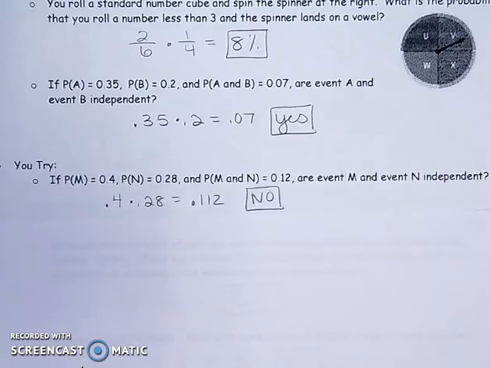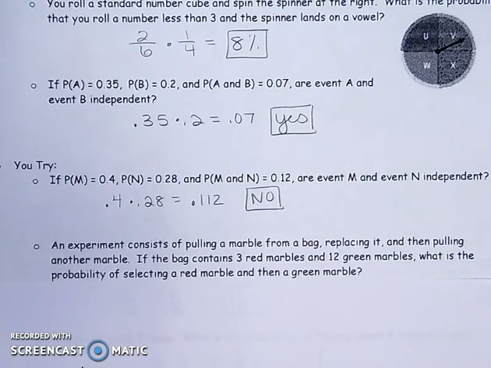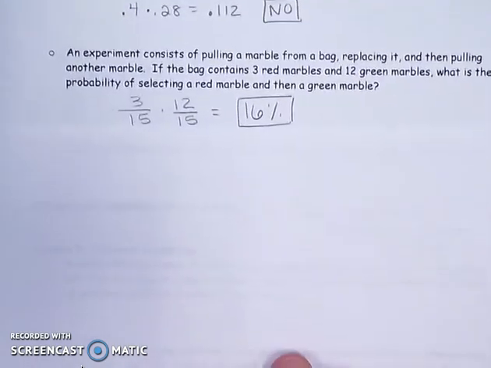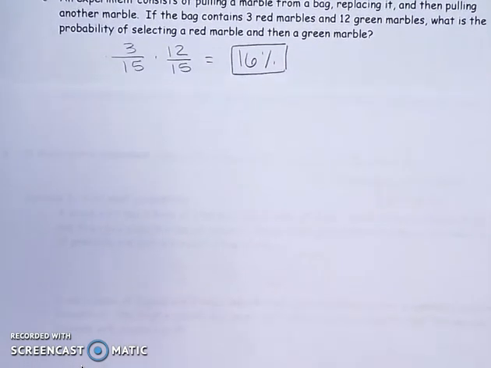The first one is no. 0.4 times 0.28 is not 0.112. Does not equal 0.12, excuse me. The next one, we have getting a red marble. There are 3 red marbles out of the 15. And then a green marble are 12 out of 15, because remember it says you are replacing it. So the sample space does not change. You have an option of 15 marbles both times. So this is a 16% probability.